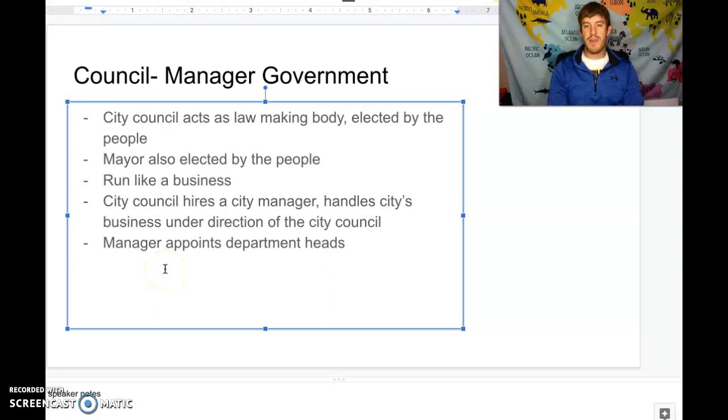So the city council, they hire the manager. They handle the city's business. Now, they have to operate under the direction of the city council. But that's basically what they're doing. They're in charge of the day-to-day operations and everything like that. And so they also get to appoint department heads and people like we were talking about earlier with the commission government. Okay, so those are our three types of governments.